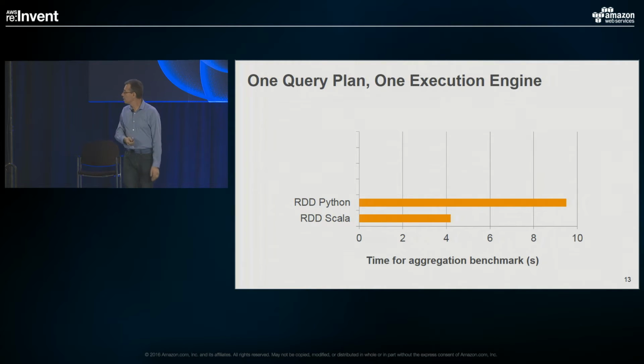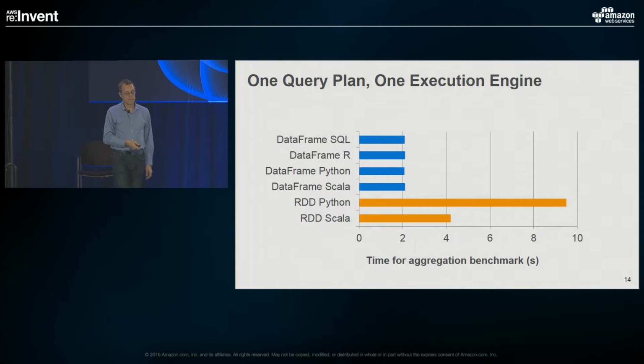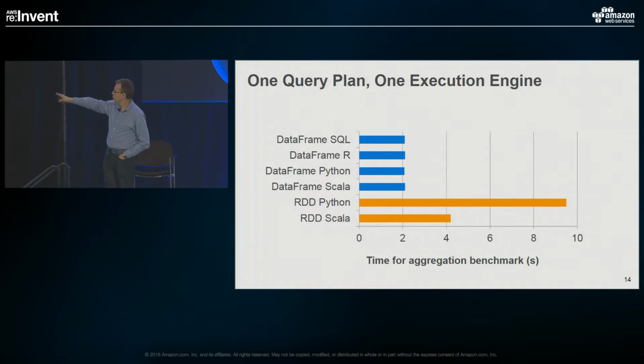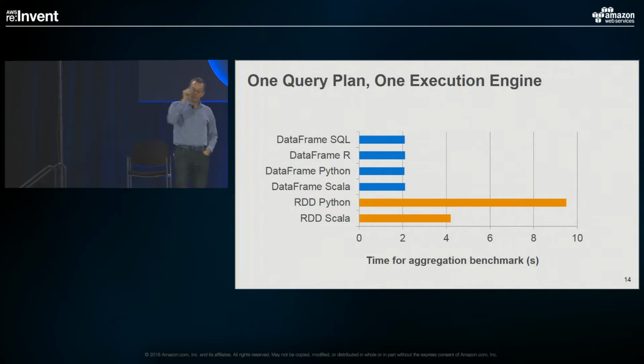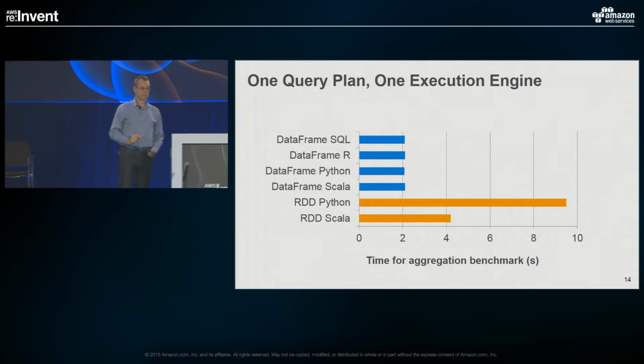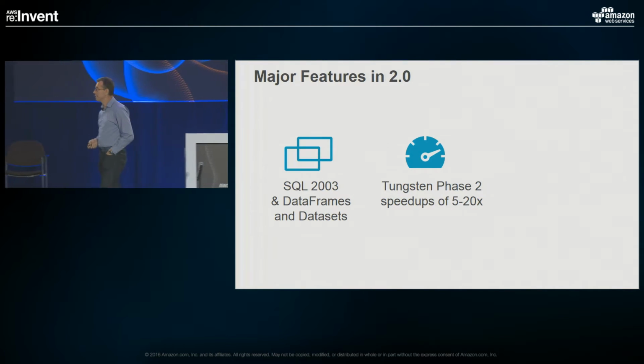Now here is what happens after using data frames. There are two things to notice. First, whether you do aggregation using data frames in Scala, Python, R, or SQL, it takes the same amount of time. Why? Because underneath, all of them share the same logical plan and execution engine. The other thing is that it's better. This is because we made a bunch of optimizations which are enabled by data frames. I'm going to talk a little bit about that next.